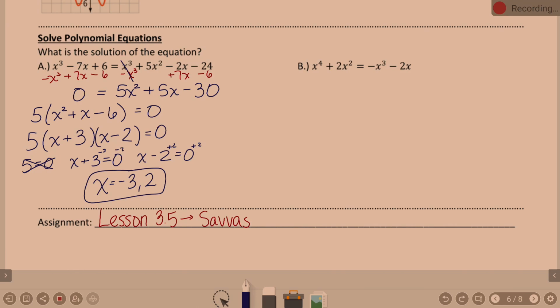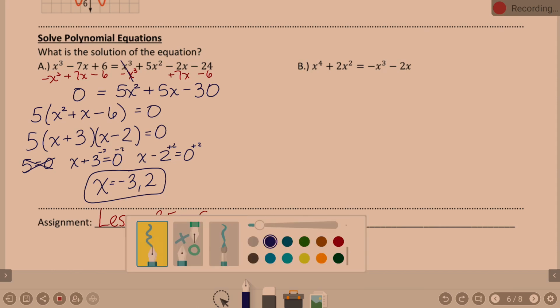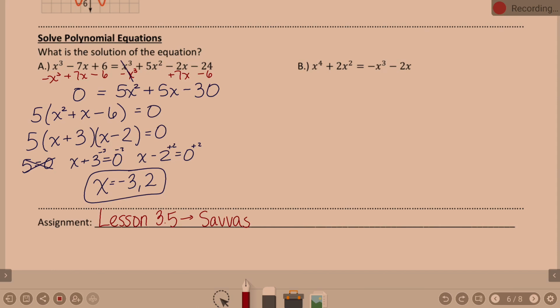X to the 4th plus 2x squared equals -x cubed minus 2x. Thoughts? Make your equation equal to 0. See what happens? So if we're, in Roger's terms, going to bring the right over to the left, which works, that to me says, okay, then I can get rid of my negatives. So I'm going to be adding x cubed and adding 2x over. So we're going to add x cubed and add 2x on the left.